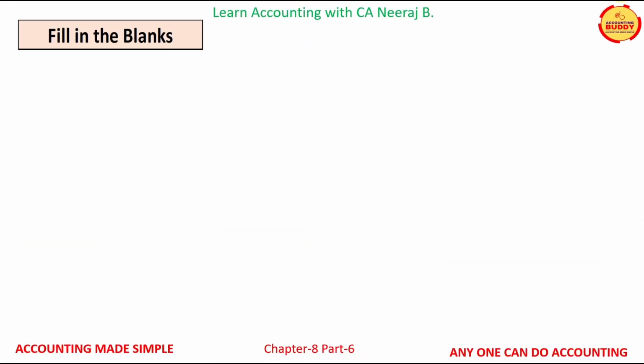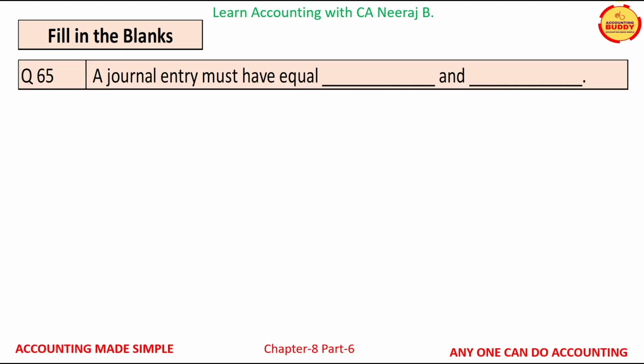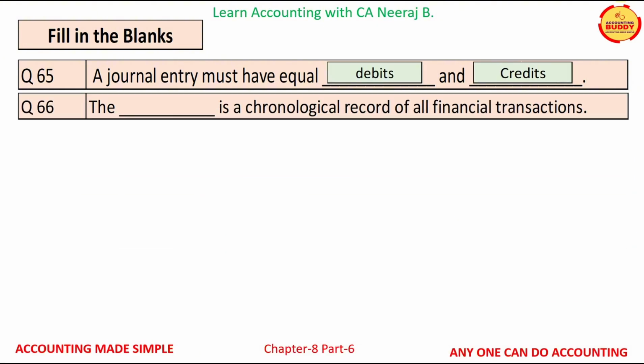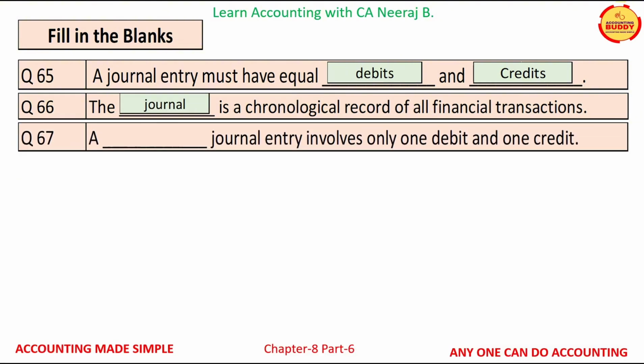In this section, we will try and attempt a few fill in the blanks questions. Question number 65 is, a journal entry must have dash and dash. The correct answer is debits and credits. Question number 66. The dash is a chronological record of all financial transactions. And the correct word is journal. Question number 67. A dash journal entry involves only one debit and one credit. The correct answer is simple journal entry.